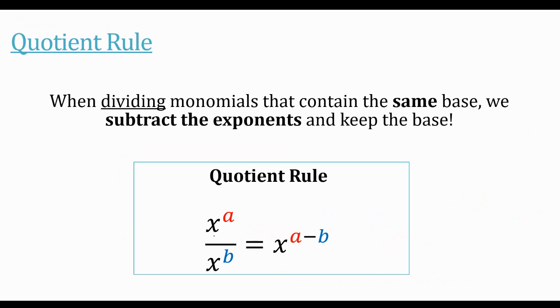Okay, so here's our rule. If we have x to the a power divided by x to the b power, so we have the same base, we're going to keep the base the same and subtract. So the answer would give us x to the a minus b. So let's take a look at another example.